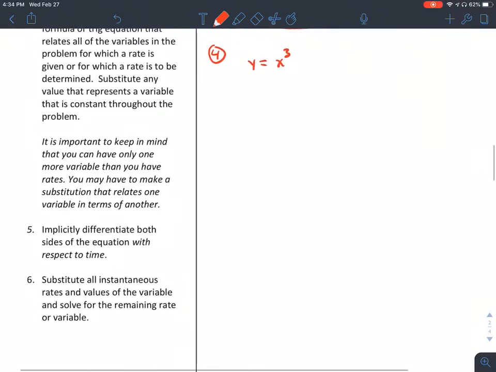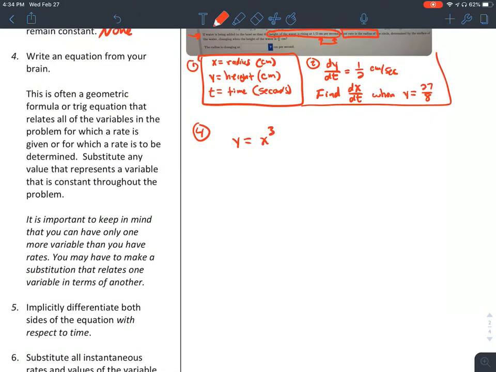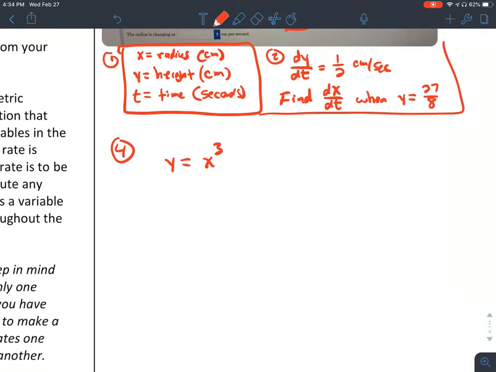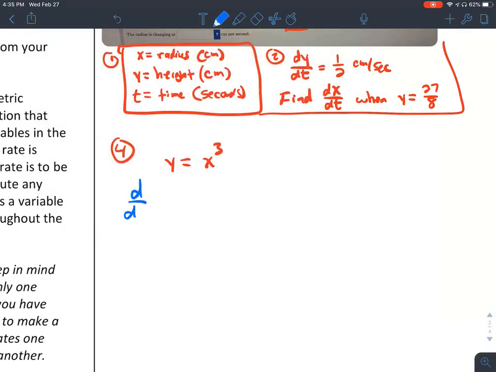Yada, yada, yada. Step 5: implicitly differentiate both sides of the equation with respect to time. Now, I'm assuming you know how to do implicit differentiation. If you don't, send me a message and I will explain that. But essentially, we're going to take the derivative of both sides of the equation with respect to time.